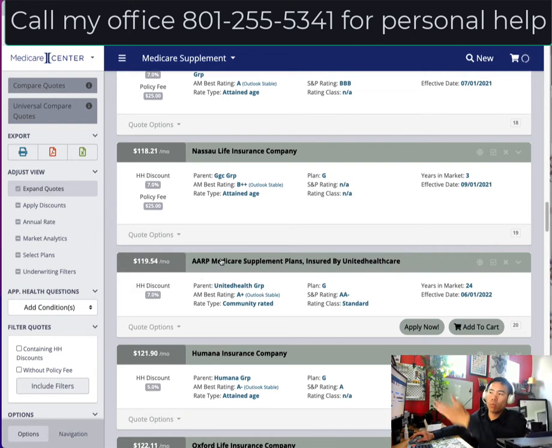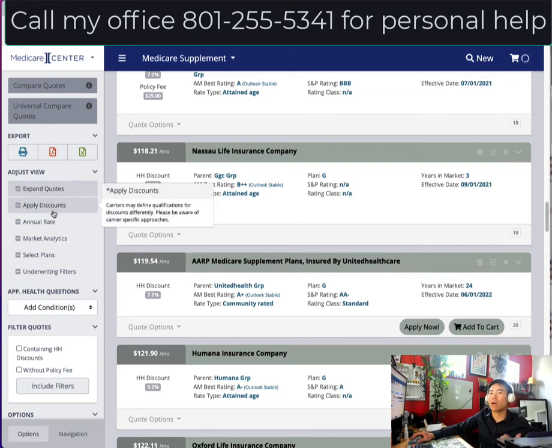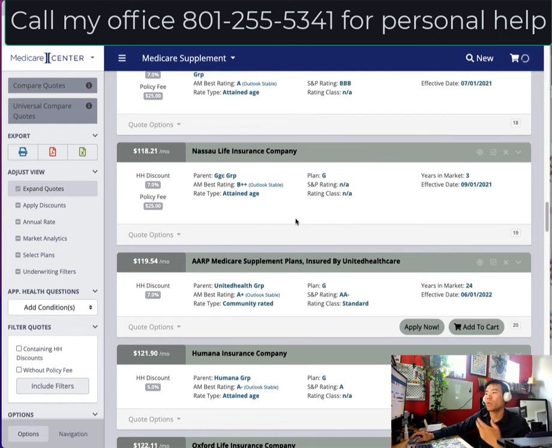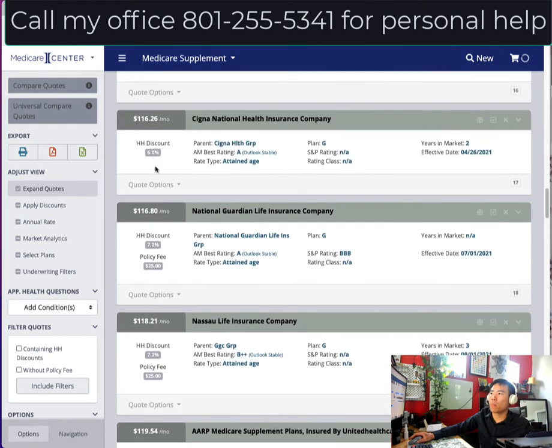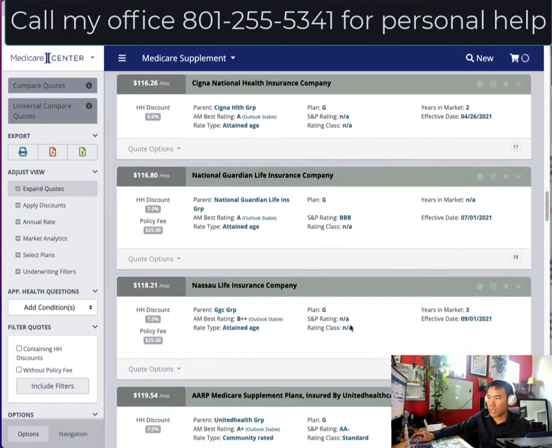Your premium will be lower if you have a household member that will be getting on a plan with you, but if not, and if you're just an individual, in most cases, your premium is going to be around $116 to $119 per month, okay? So keep that in mind.